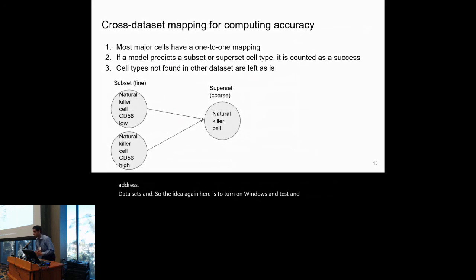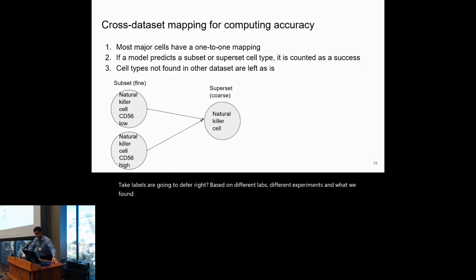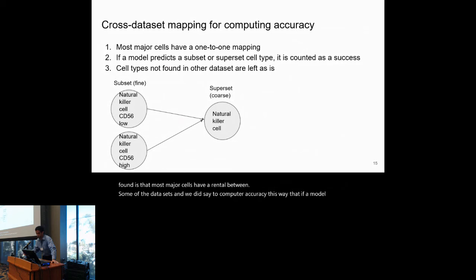And before we can compute accuracy in this case, cell type labels are going to differ, right, based on different labs, different experiments. And what we found is that most major cells have a one-to-one mapping between Hanifa, Zumin, and the Tsang data sets. And we decided to compute accuracy in this way: if a model predicts a subset or superset cell type, it is counted as a success.